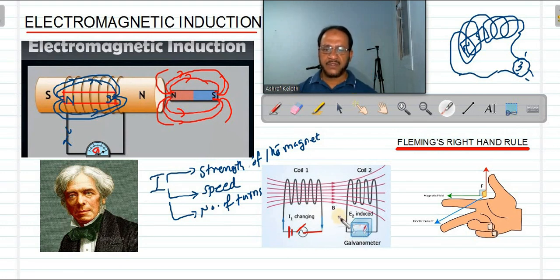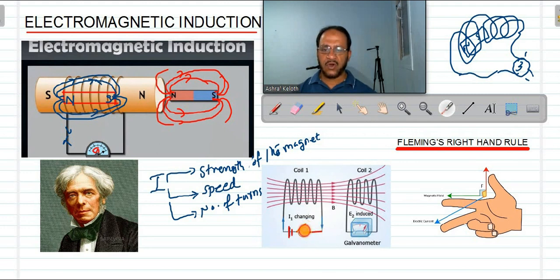So what we can observe here, when we switch on this circuit, we can see some deflection in this galvanometer. What can be the reason? There is no magnet here, no bar magnet, only a cell is connected. Okay, when I switch on, we can see a deflection here.